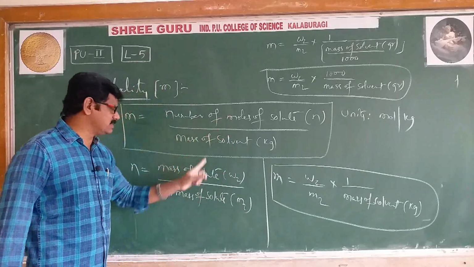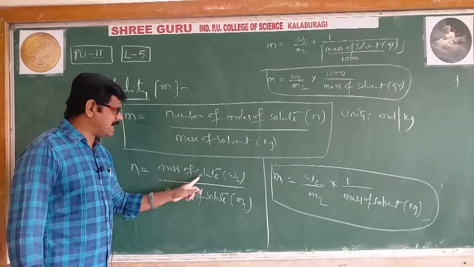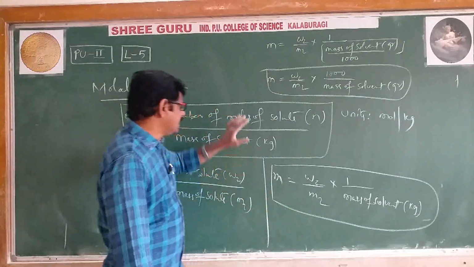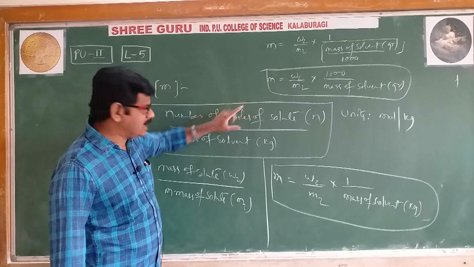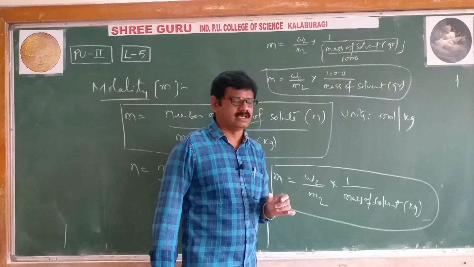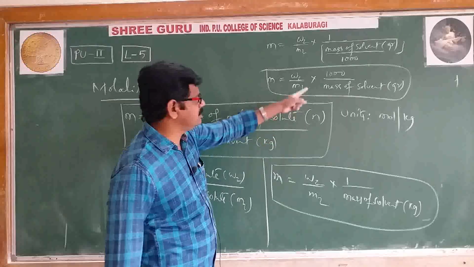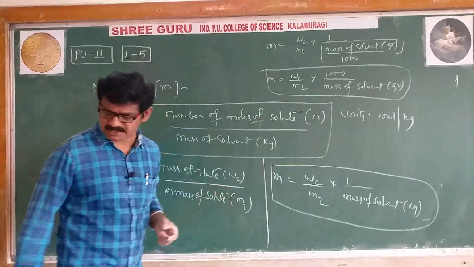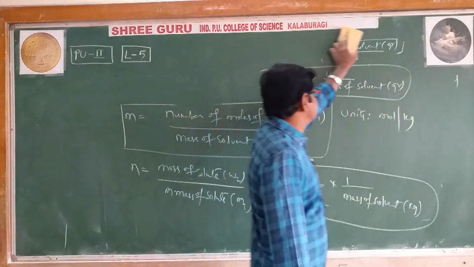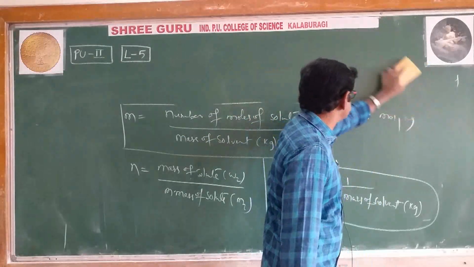Same definition: number of moles of solute in 1 kg of solvent, remember. Number of moles of solute means mass by molar mass, W2 by M2, that only we have written. In the numerator, W2 by M2 divided by mass of solvent, that's why into 1 by mass of solvent in kilograms. Or if grams are given, this is the formula, right? Now, based on molality, we'll solve some questions.